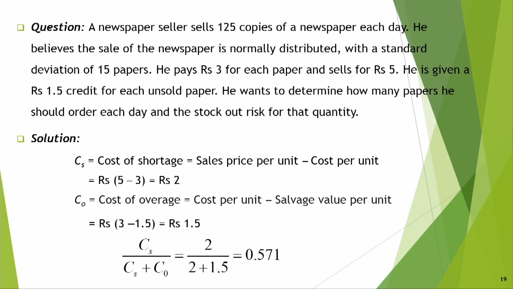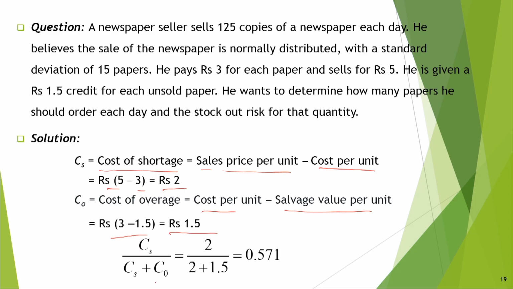That means he can return. He wants to determine how many papers he should order each day and the stock out risk for that quantity. So, what we have to do: CS means cost of shortage, sales per unit minus cost per unit, that means rupees 5 minus 3, rupees 2 per unit is the shortage cost. And cost of overage is cost per unit minus salvage value per unit, this is rupees 3 minus 1.5, that means rupees 1.5.